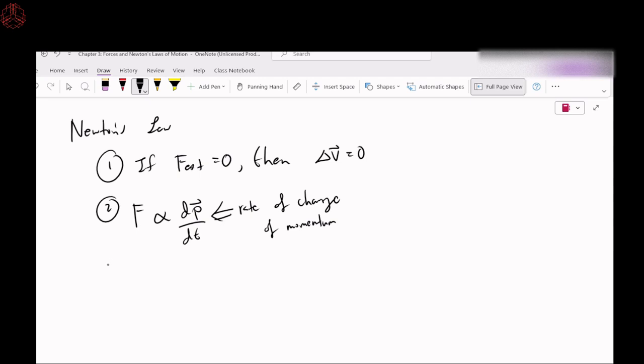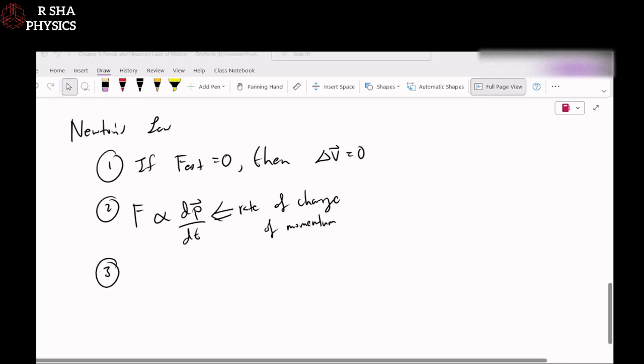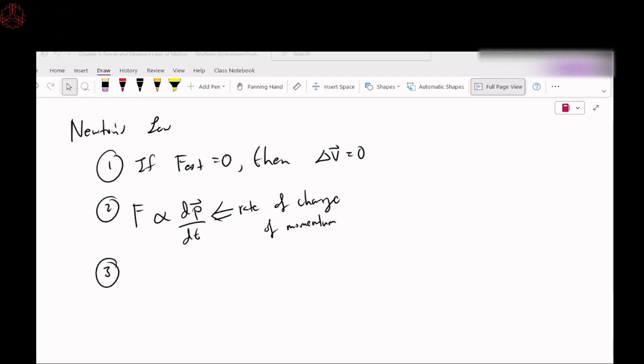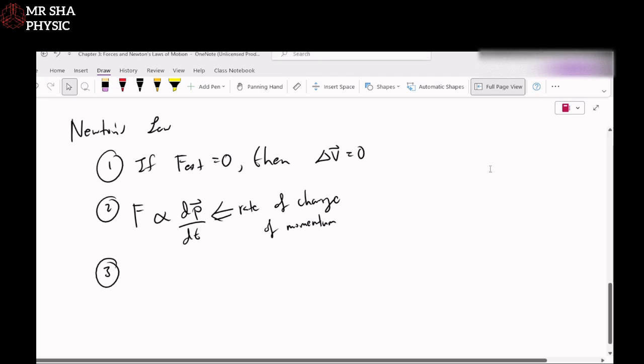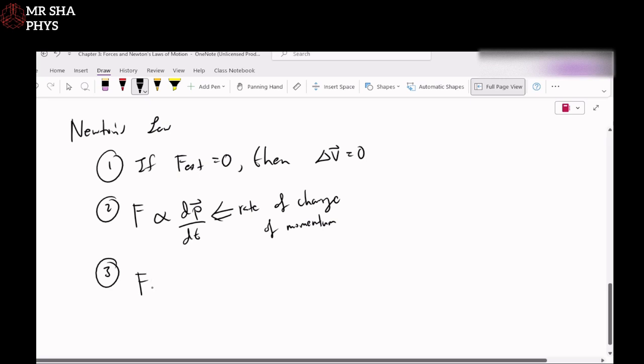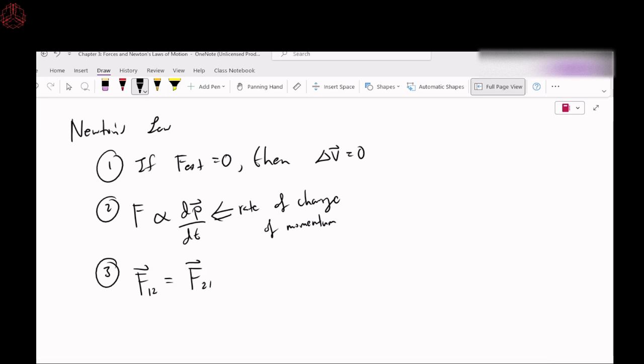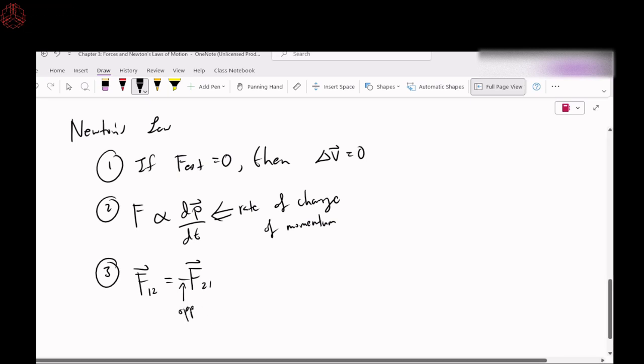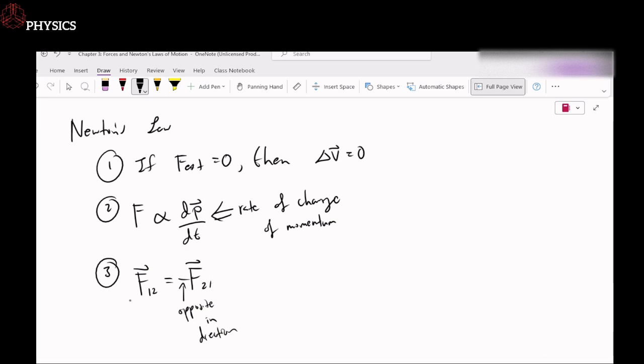The last of the three Newton's laws is the equal and opposite law. So if I have two bodies interacting, the force of body 1 on 2 is going to be equal to the force by 2 on 1, but opposite. So the negative here tells you it's going to be opposite in direction. But because there are no other factors, they are equal in magnitude.